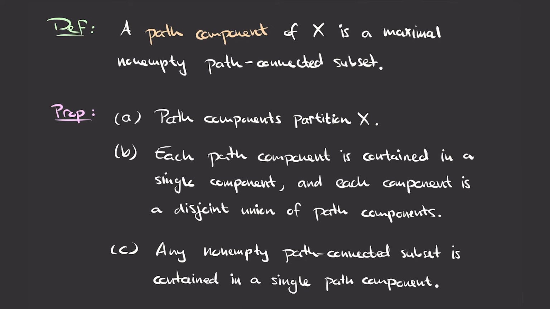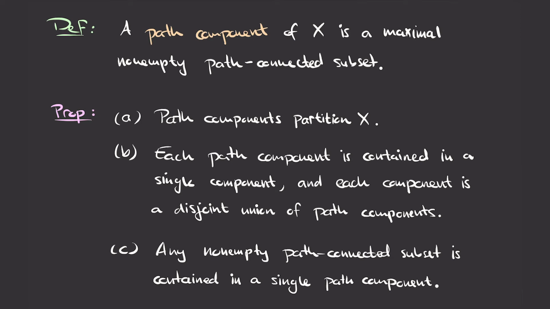So in particular, every path component also is a connected subset of a space. And therefore, by what we've seen in the previous proposition, every path component being connected has to be contained in a single component. So that's just a reiteration of what we just proved a few minutes ago. And then the second part says that each component is actually the disjoint union of path components. But this basically follows immediately from the fact that path components partition our entire space X, and the fact that every path component is contained in a single component.